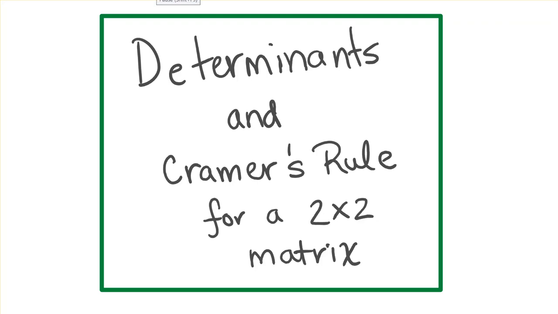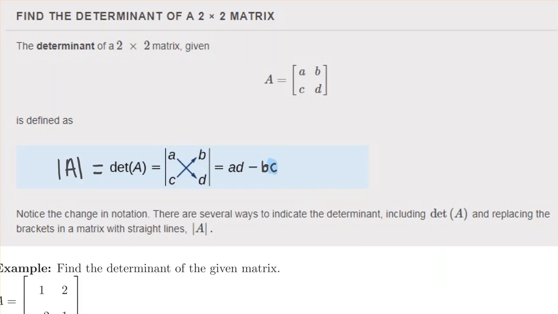In this video, we're going to look at determinants and Cramer's rule for a 2x2 matrix. So, to begin, we'll look at how to find the determinant of a 2x2 matrix. Consider the 2x2 matrix A given by A, B, C, D.